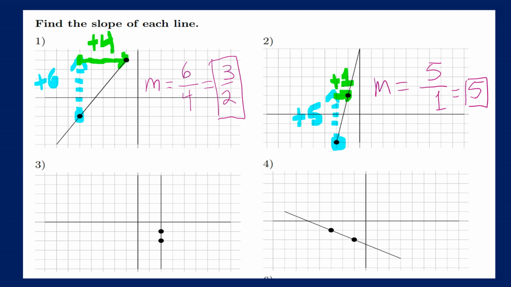The third example here, notice that I can move from, let's use that color I've been using for rise, I can move from the first point up 1 unit. So I have a rise of +1. But I'm not able to run anywhere. I can't go side to side. So I would have to be dividing by 0, and that is impossible. You can't divide anything by 0. So the answer here is that the slope is undefined.